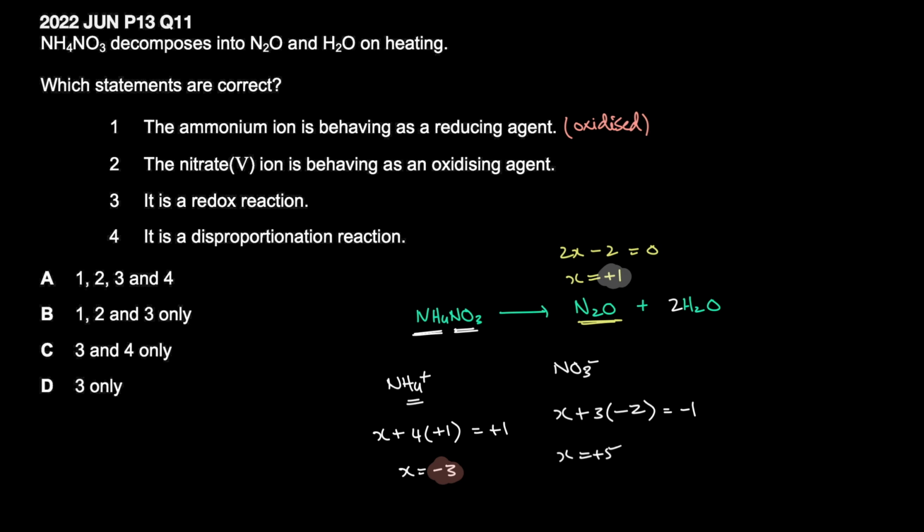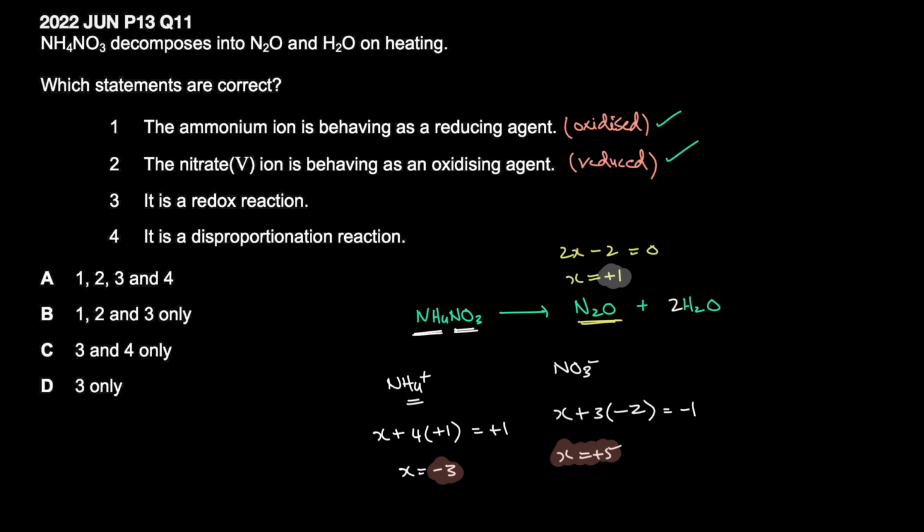The second statement says the nitrate(V) ion is behaving as an oxidizing agent. That means that it's being reduced, and that's also a true statement. We can see that the nitrogen is going from plus 5 in the nitrate ion to again positive 1 in N2O, that's nitrous oxide or nitrogen(I) oxide. So we can see that the oxidation number is decreasing. So the nitrogen is being reduced, so the nitrate ion is being reduced. So therefore, it is the oxidizing agent. So statements 1 and 2 are true.